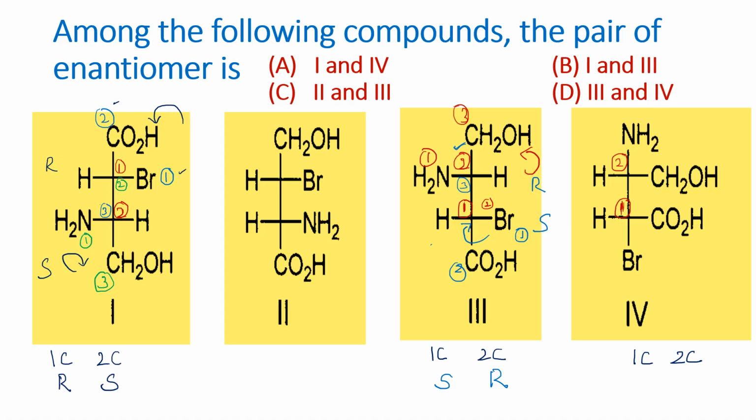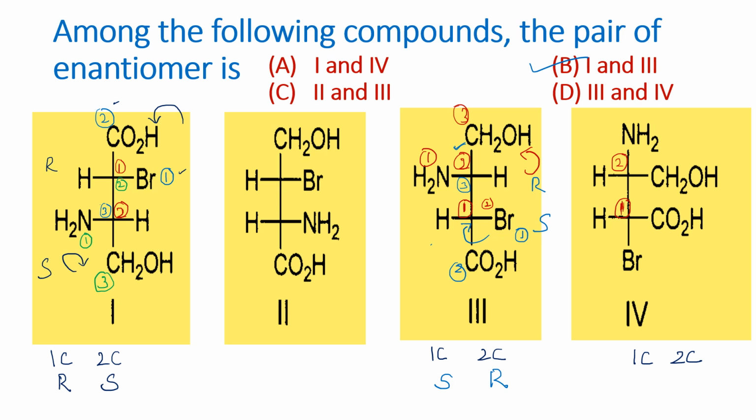Similarly, we will try for the fourth structure, but already we see here in structure 1, the first carbon is R, the second carbon is S, whereas in structure 3, the first carbon is S, the second carbon is R. So undoubtedly 1 and 3 are enantiomers. So the choice which has 1 and 3 is B. So from these options, we know B is the correct answer.